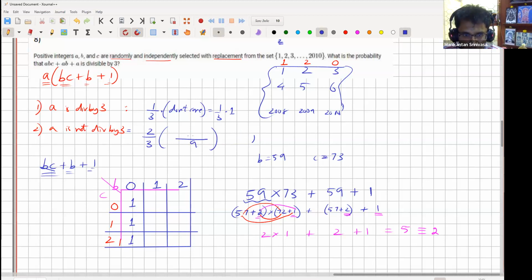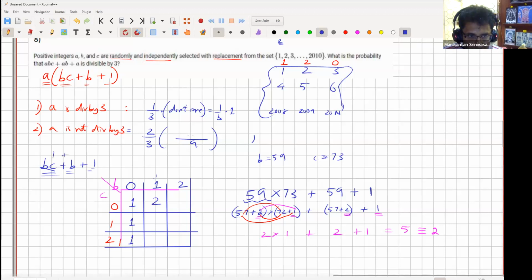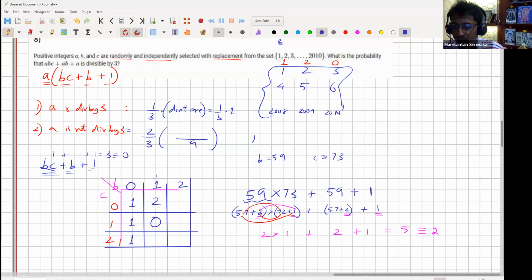Now, I'm moving to the second column. B is 1 and C is 0. So this is 1 times 0 plus 1 plus 1. So remainder of 2. B is 1 and C is 1. So it's 1 plus 1 plus 1, which is 3, which is effectively 0. Aha, I've got 1 now. So if B is a remainder of 1 and C is also a remainder of 1, then the final number is divisible by 3. Similarly, if B is 1 and C is 2, I get 2 plus 1 plus 1, which is 4, which is effectively 1.